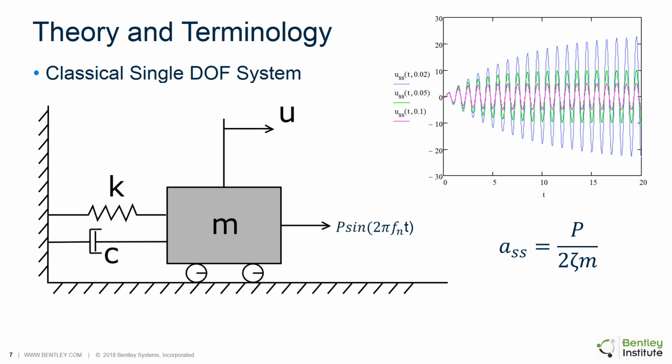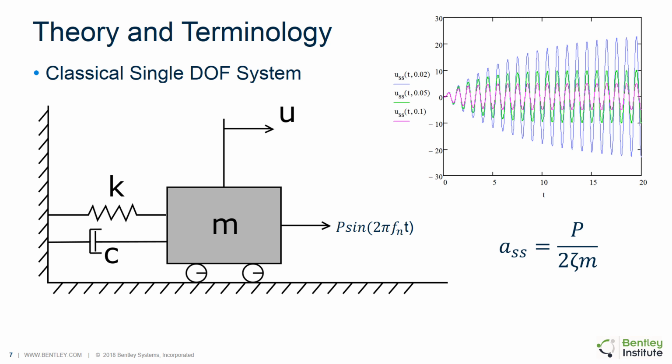So if you look at the diagram in the upper right, you'll see that we're plotting three different conditions for this case where we have three different damping properties. The first one is 2% of critical damping, which is the blue color there. And then we've got 5% of critical damping, which is the green. And then the magenta is 10% of critical damping.